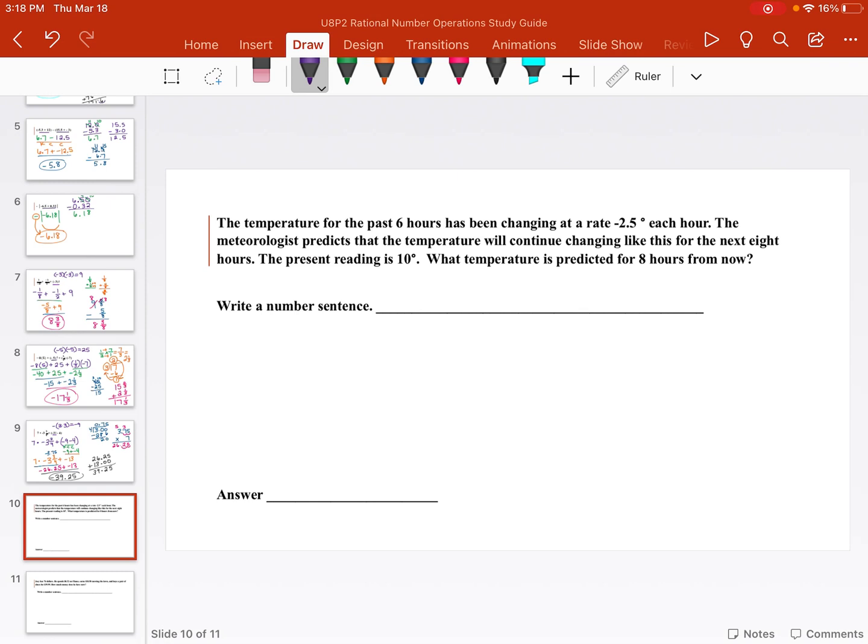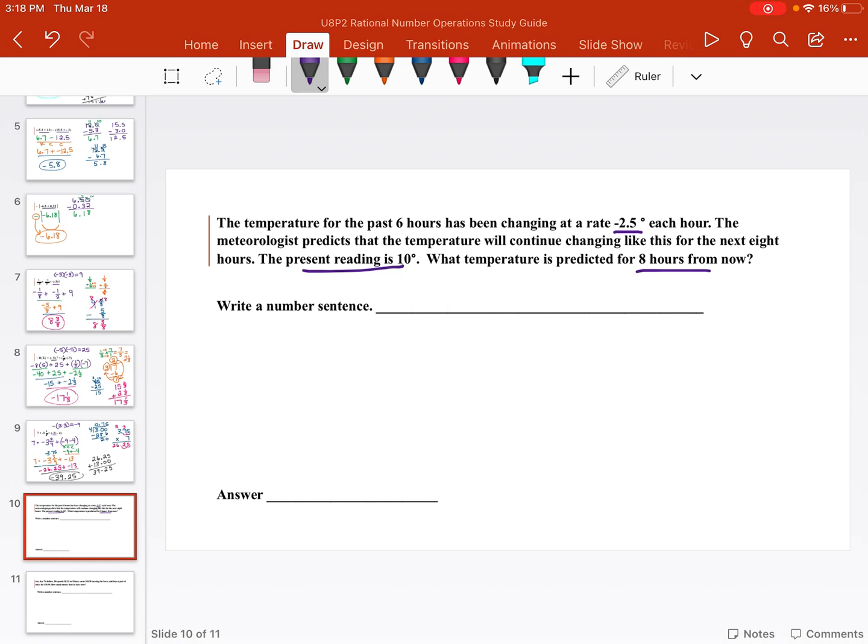Okay, our word problems. The temperature for the past 6 hours has been changing at a rate of -2.5 degrees each hour. The meteorologist predicts that the temperature will continue changing like this for the next 8 hours. The present temperature, so what it is right now, is 10 degrees. We want to know what temperature is predicted for 8 hours from now.